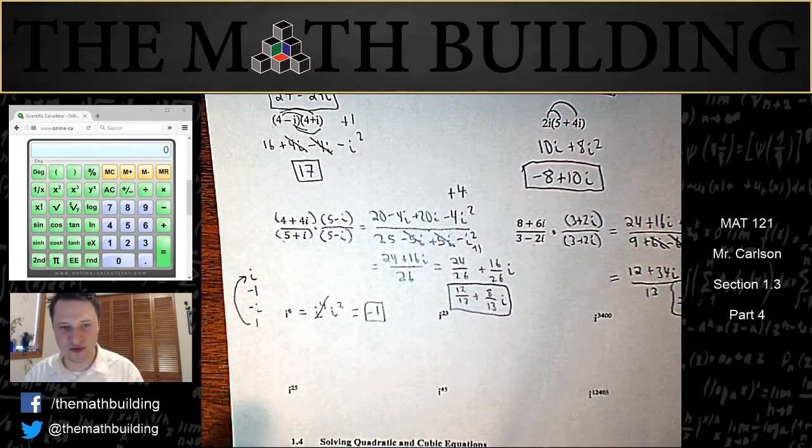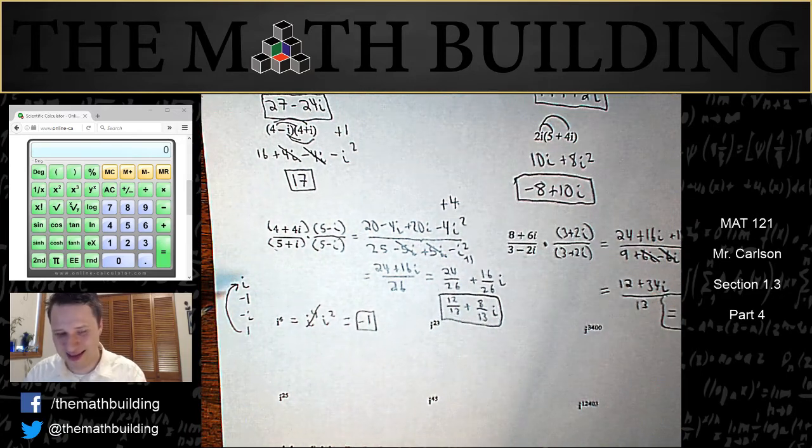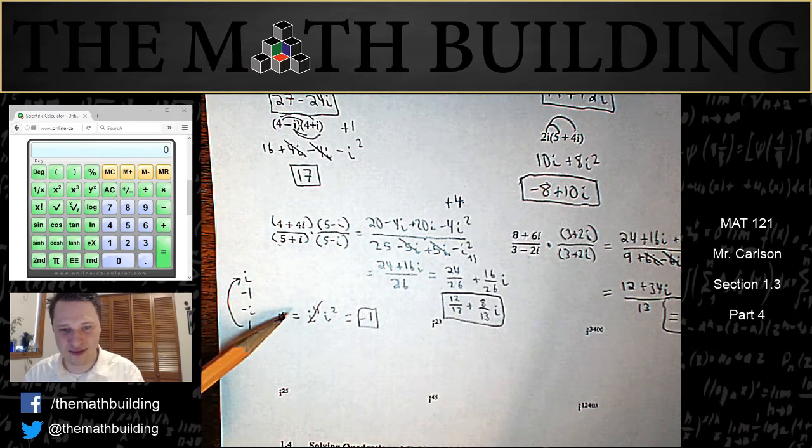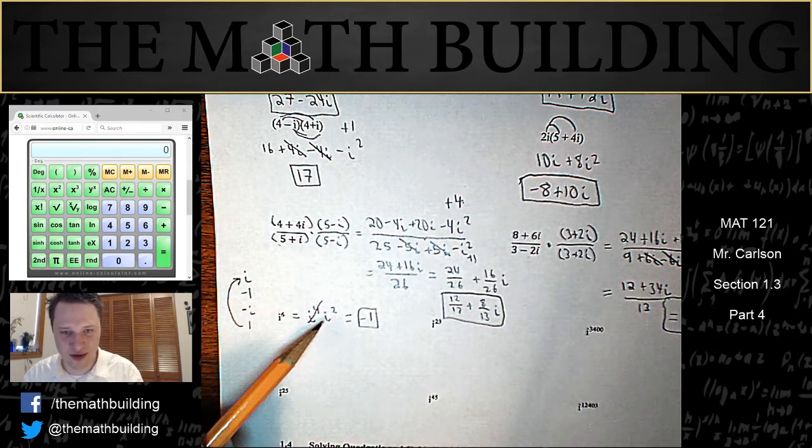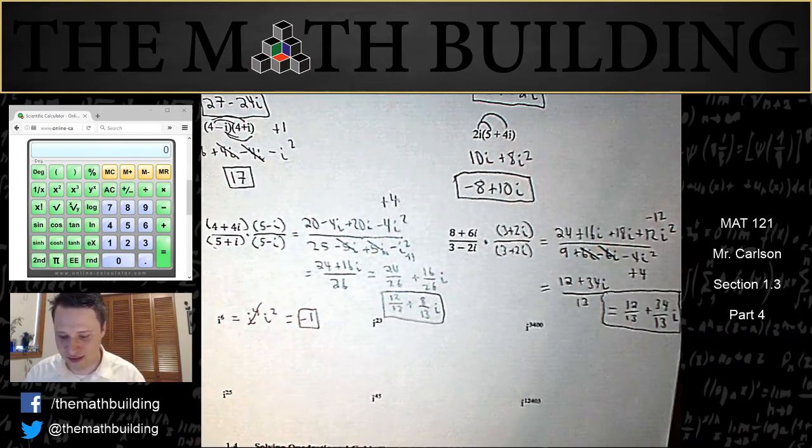So all of our answers to these problems should be one of these 4. You have a 1 in 4 chance of getting these right if you're just guessing. So i to the 6 is the same as i to the 4 times i squared, which is just negative 1. So let's do the next one.